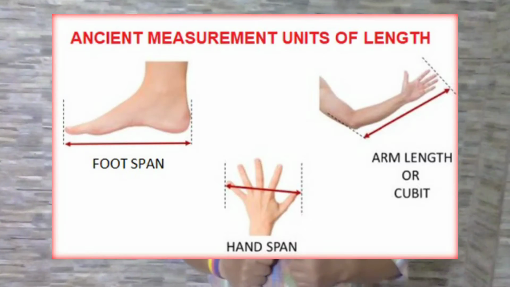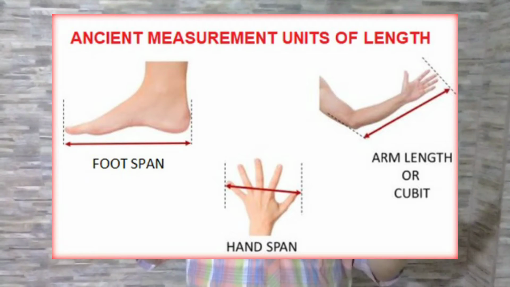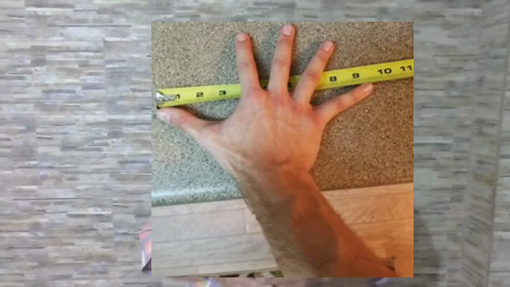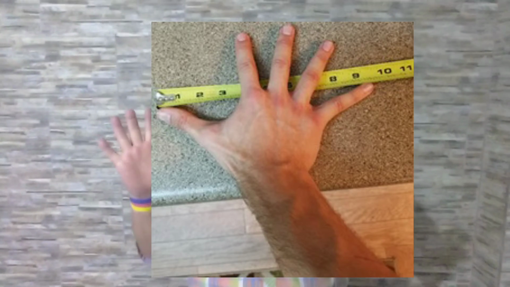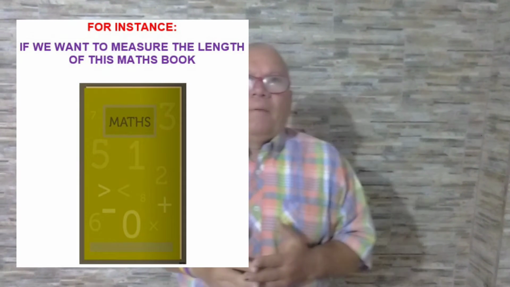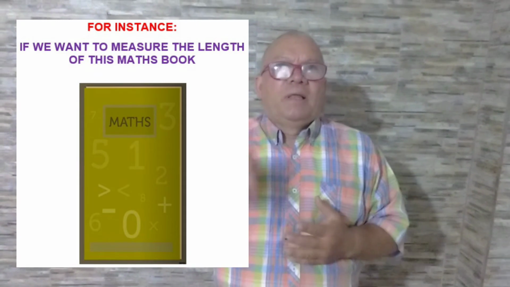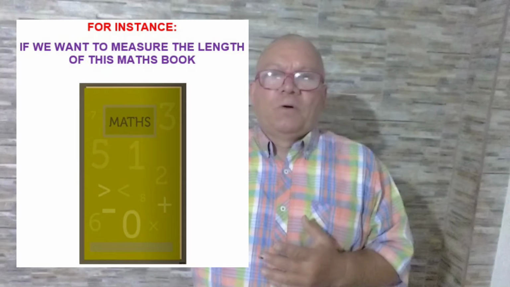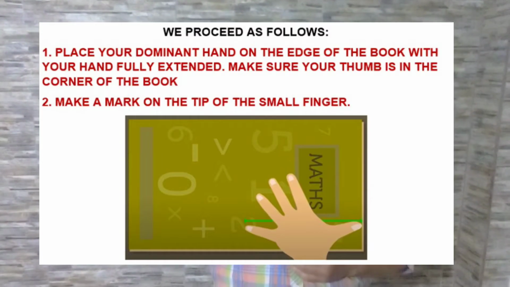Next, let's see some ancient measurement units of length. First, hand span. Hand span is a measure of distance from the tip of the thumb to the tip of the little finger with the hand fully extended. For example, if we want to measure the length of the maths book, we proceed as follows.